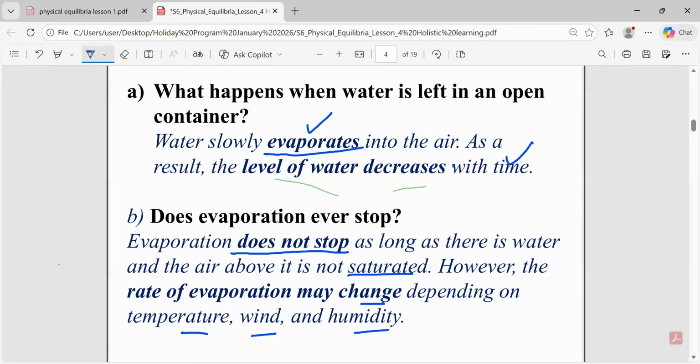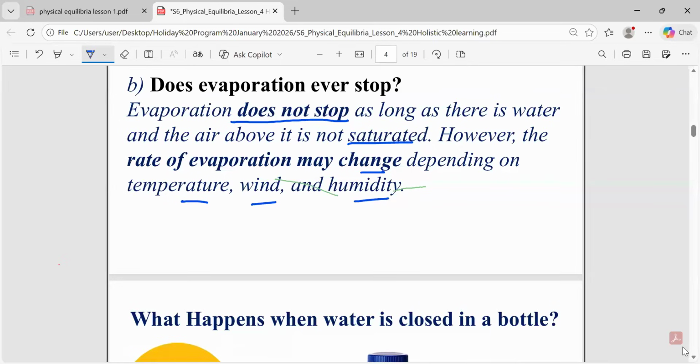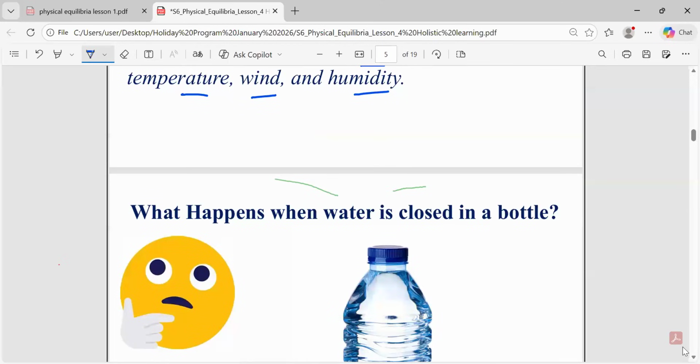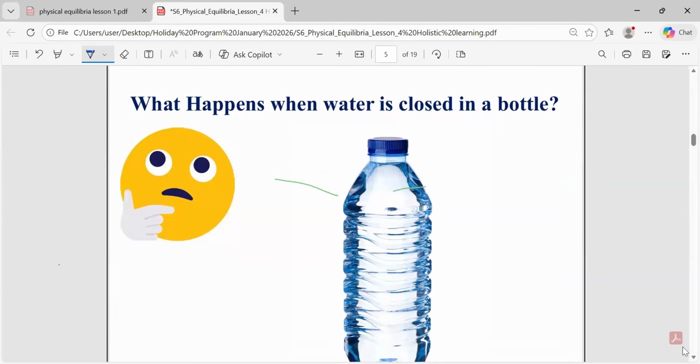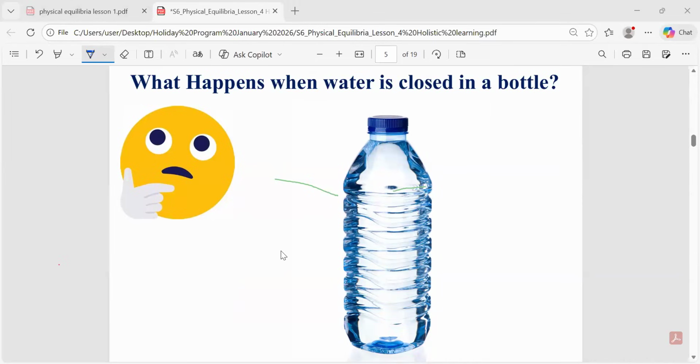Now, I want someone to look at this. What will happen when water is closed in the bottle? Because at first, we have been seeing when you put water in an open container. Now, what will happen when water is closed in the bottle? What happens when this water is now closed in the bottle? Let's explain that. Judith. Yes, Judith.